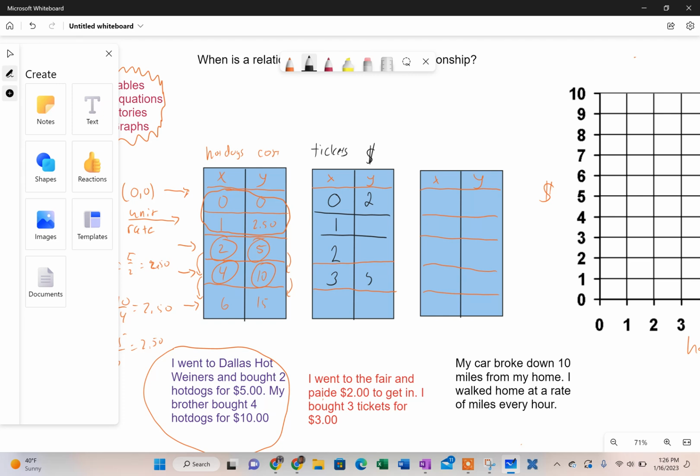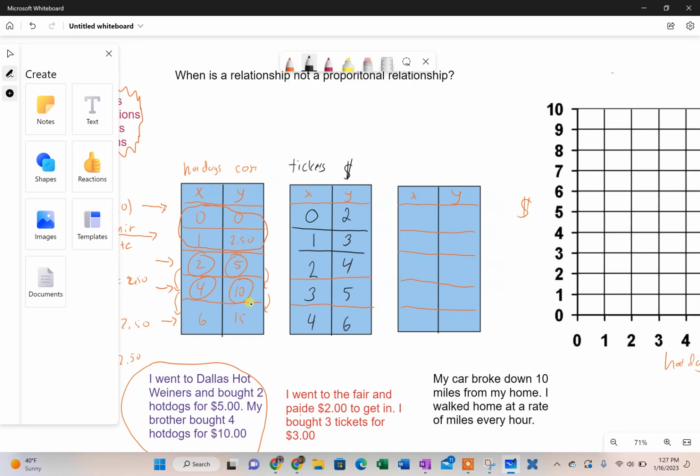No, 3 tickets for $3, so that would cost me 5. So if I bought 1 ticket, that would have cost me $3. If I bought 2 tickets, that would have cost me $4. If I bought 4 tickets, that would cost me $6. So you can see every time this is going up by 1, this is going up by 1.